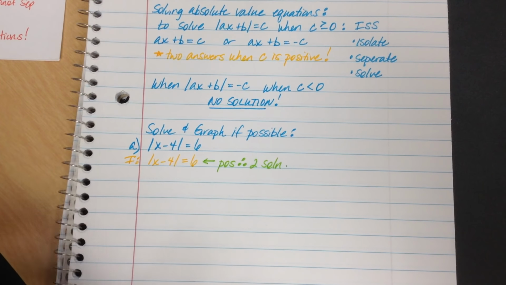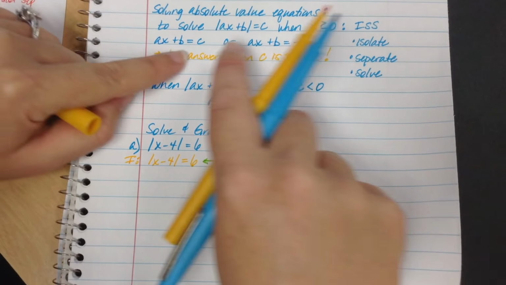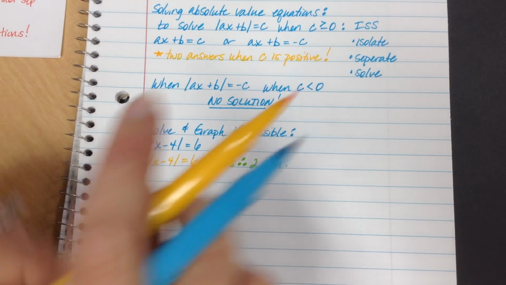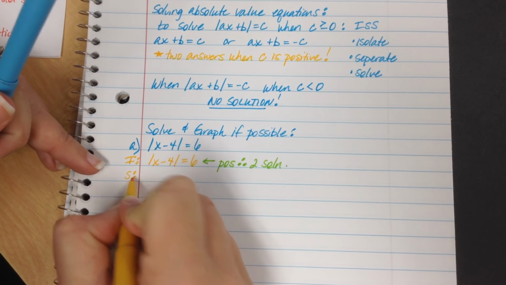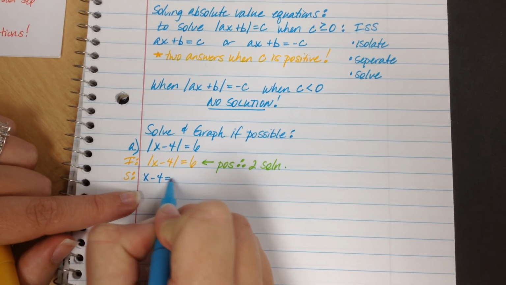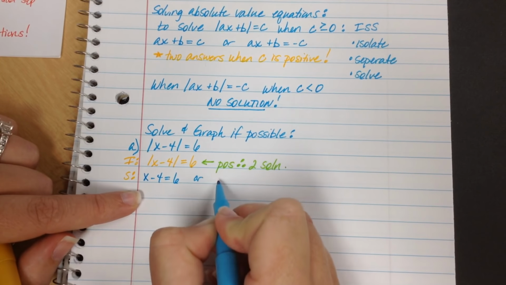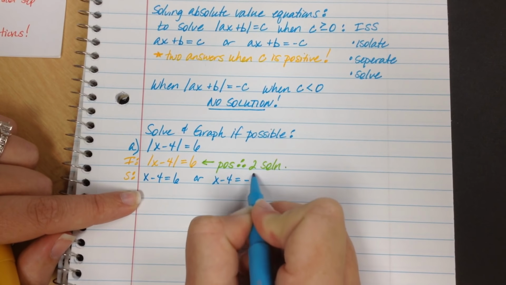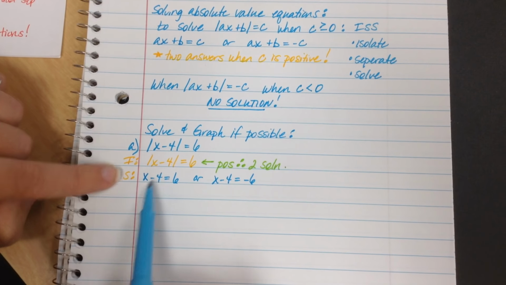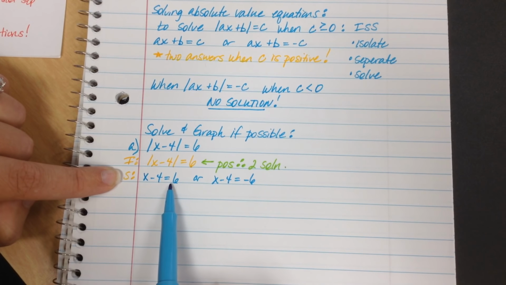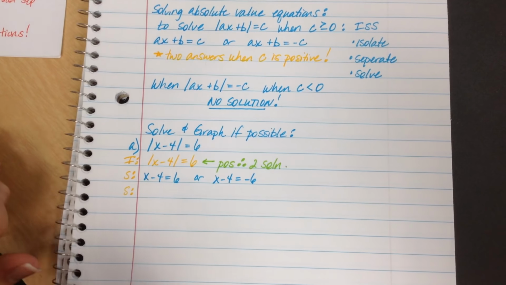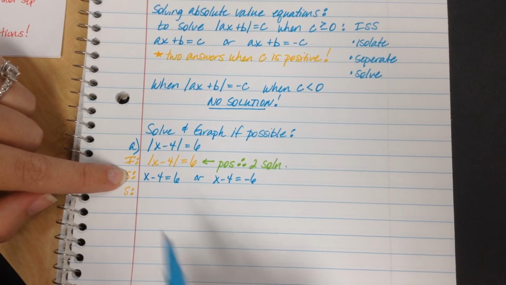My next step is to separate. Remember, your separate stage is where you're splitting the two equations, making one equal to positive and one equal to the negative. So our two equations are going to be x minus 4 equals 6, or x minus 4 equals negative 6. Isolating, making sure the absolute value was by itself. Separating, making one equal to positive and one negative. The last step is to solve them, meaning getting x by itself.